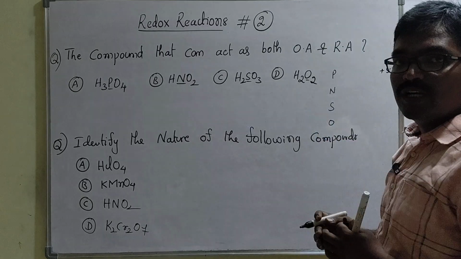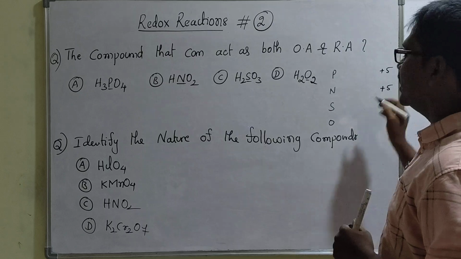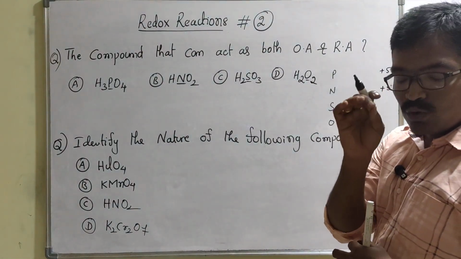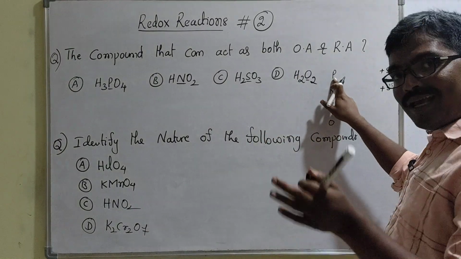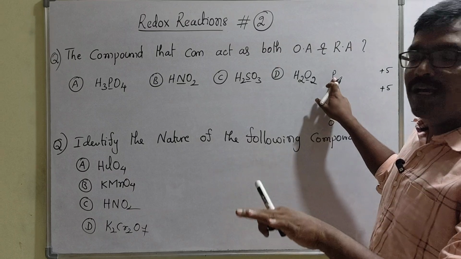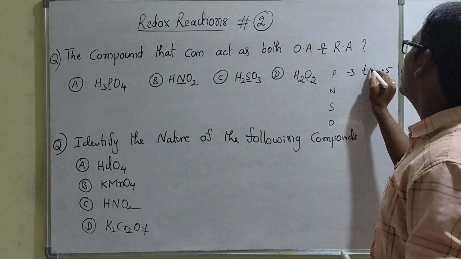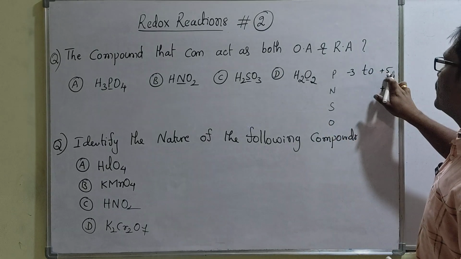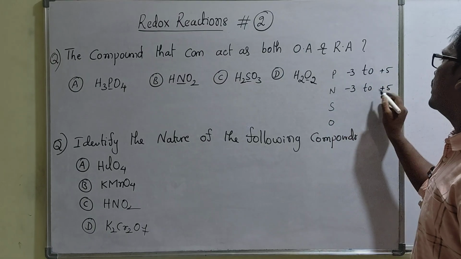Then how do we know the lowest oxidation state? Sir, for the lowest oxidation state, you have to take the group number minus 8. The group number is 5, so 5 minus 8 is minus 3. So minus 3 to plus 5. The lowest is minus 3 and the highest is plus 5. For this also, lowest minus 3 and highest plus 5.